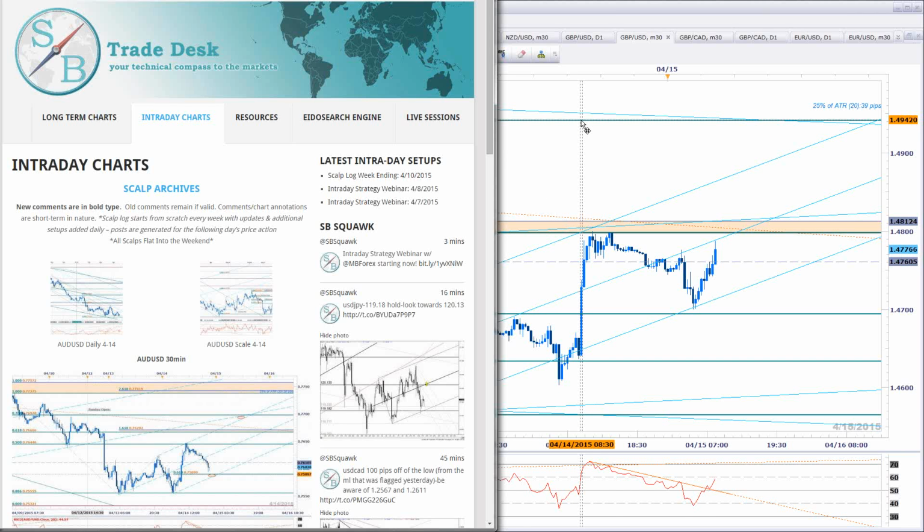The thing that slammed the Aussie yesterday, and I retweeted a colleague of mine in the industry yesterday, when he said it, he dropped it perfectly. The thing that really hit the Aussie was the weak industrial production data out of China, not necessarily the weak GDP data. So let's just take a quick look at that.